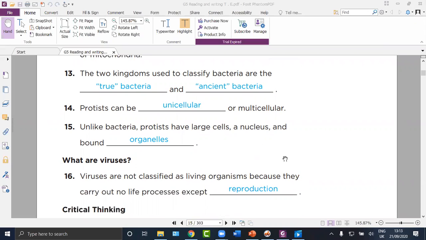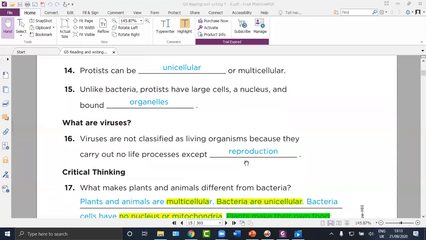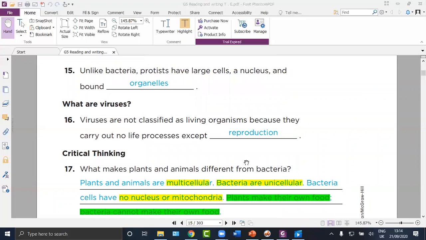Now, Rayyan Fadi. Number 15, please. Unlike bacteria, protists have large cells, a nucleus, and bound organelles. Organelles, yes. Thank you, Rayyan. Please lower your hand.